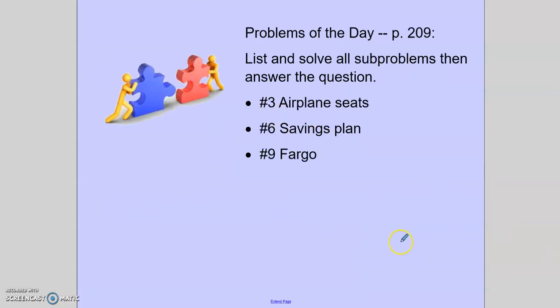Here's your homework. Use subproblems, list your questions, then answer the question. And please email me if you have any questions.